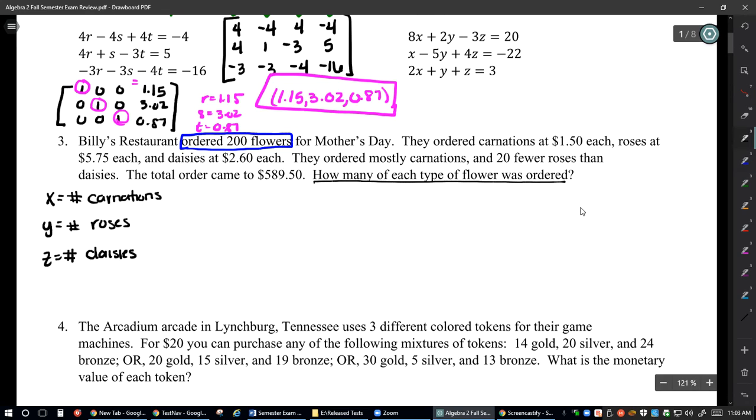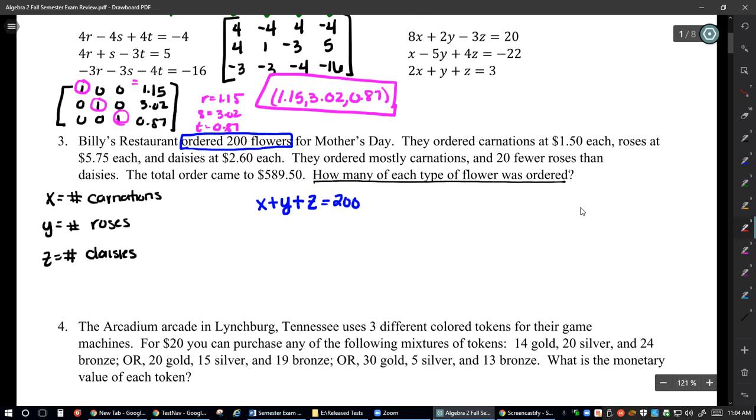So the number of carnations is just X. So this is just X plus the number of roses is Y, so Y, plus the number of daisies is Z. All those numbers added together should equal a total of 200 flowers.